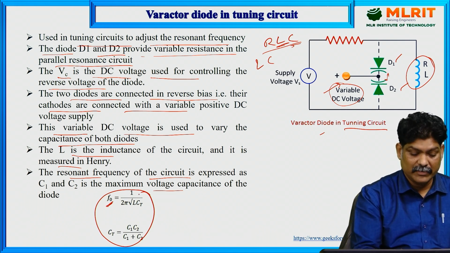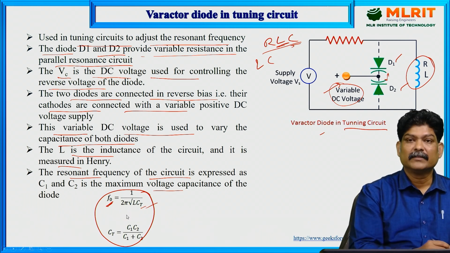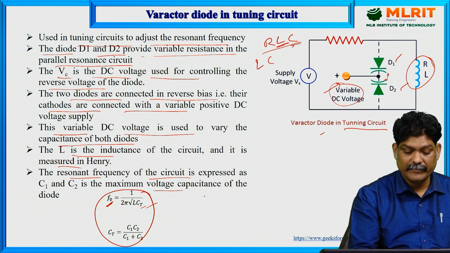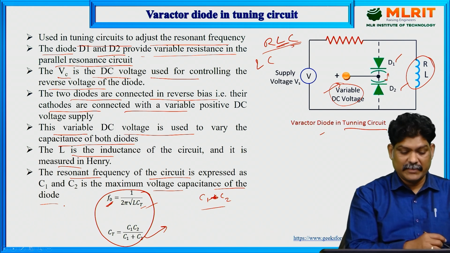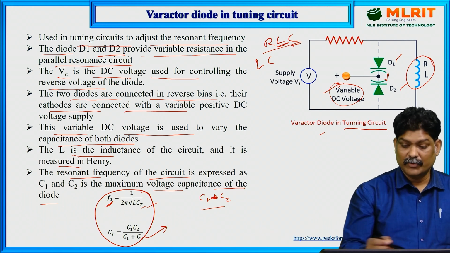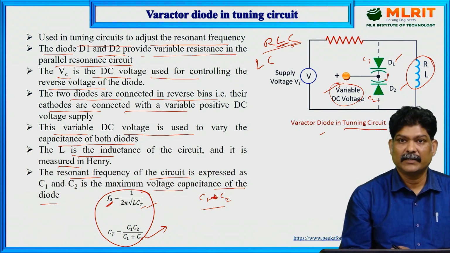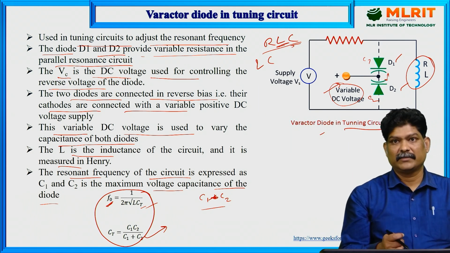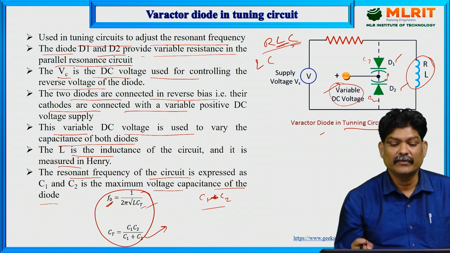The frequency of the resonant circuit is 1 upon 2 pi root LCT. CT is the total capacitance, given by C1 C2 by C1 plus C2. Here C1 and C2 are the capacitances of the two diodes. In such a way we are able to get sustained oscillations in a tuning circuit. So this is another advantage of the Varactor diode in a tuning circuit.